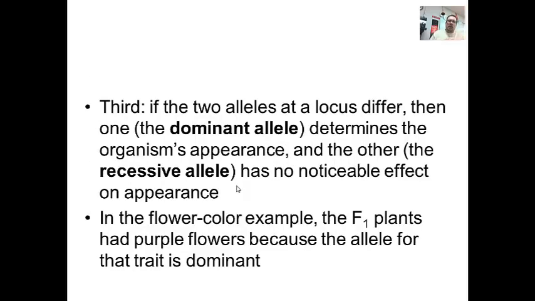Third, if the 2 alleles differ, then one is dominant and the other is recessive and has no noticeable effect, and we saw that with the purple flowers. Now we know that that's not quite true because of incomplete dominance and some non-Mendelian characteristics, but the thing to really understand about Mendel is he laid the foundation, and the numbers were true and they hold true. And then you can go off of his Mendelian genetics to understand alternatives or changes or differentiation in Mendelian genetics.